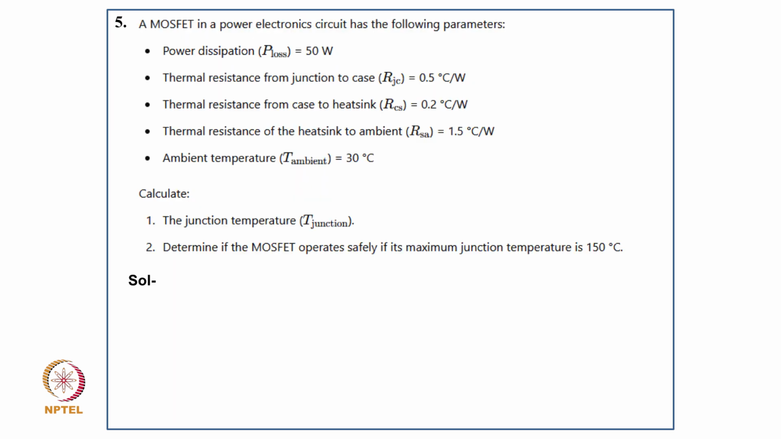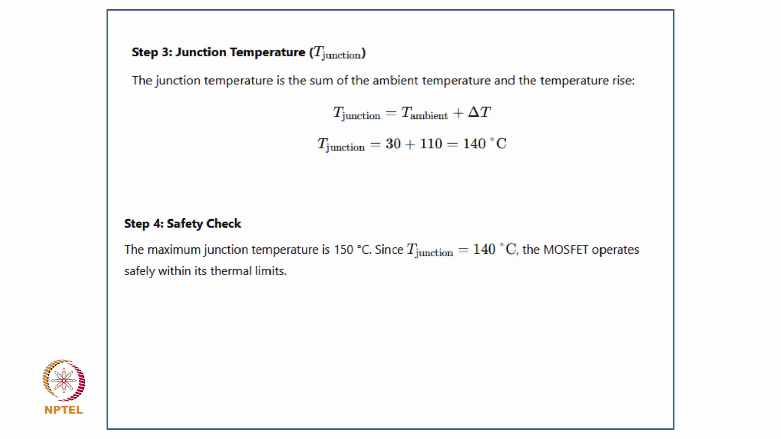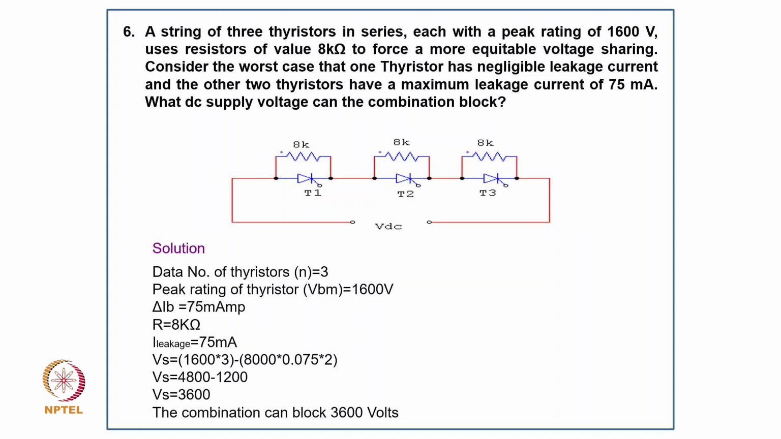Now coming to numerical problem 5. Coming to numerical problem 6: a string of 3 thyristors in series, each with a peak rating of 600 volt, uses a resistor value of 8 kilo ohm to force more equal voltage sharing. Consider the worst case that one thyristor has a negligible leakage current and the other two thyristors have a maximum leakage current of 75 milliampere.